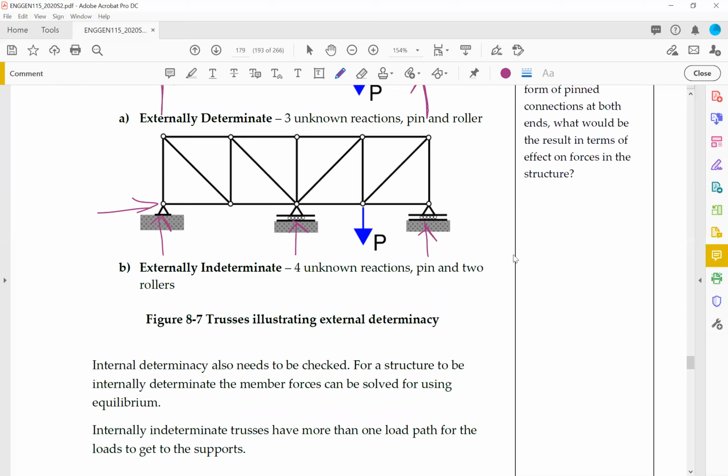Now, if we were to try to use our sum of moments, so we tried to do sum of moments about here equal to 0. In that one equation, we in fact have two unknowns, in this reaction and this reaction. So that means we won't be able to find either of these reactions. And that's why it's indeterminate, because we can't calculate it using only our three equations.